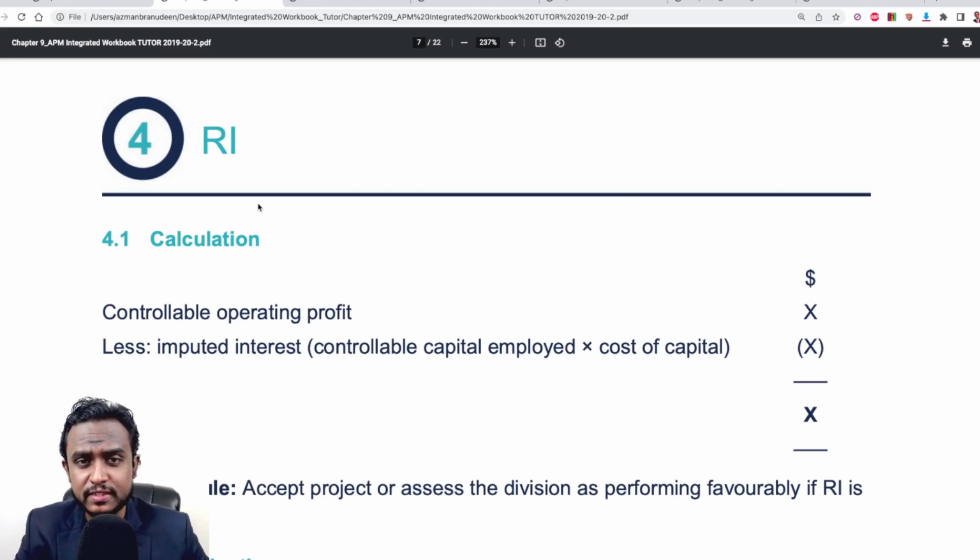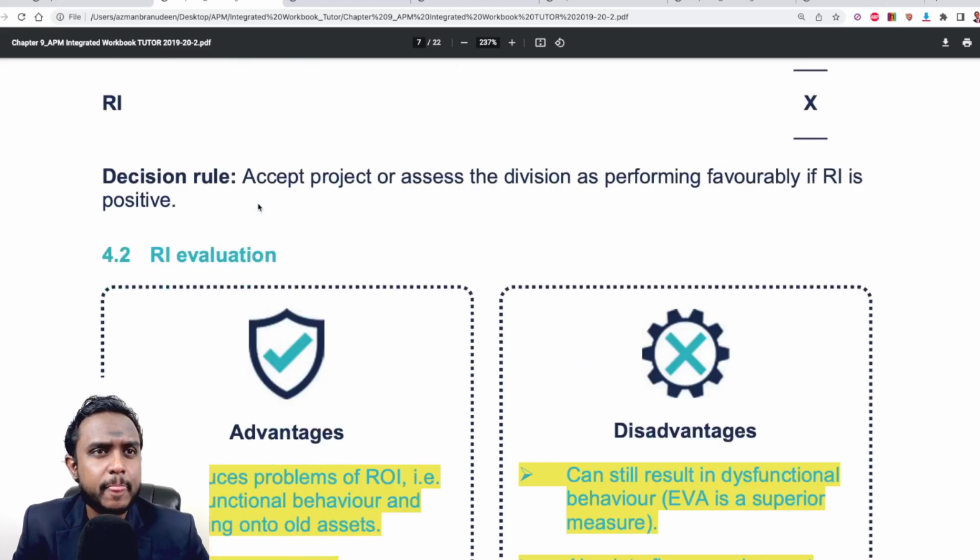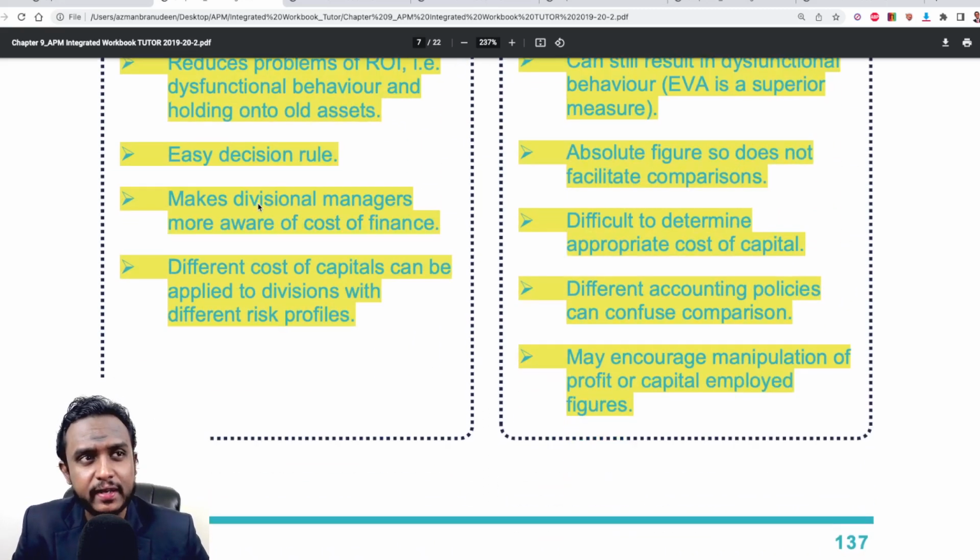So the decision rule is what? Like NPV, you can accept, or you can say that the division is performing well if the RI is positive. If the RI is negative, it means you're not making enough money to service your notional, or assumed, or imputed interest, right? Then this division is not a worthwhile or profitable division. That is how you look at residual income.